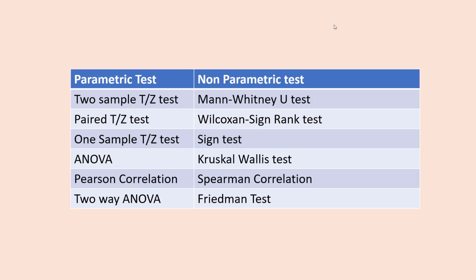The next one is two-way ANOVA, where we compare two or more means by adjusting for one confounding variable. The non-parametric parallel test is the Friedman test. I hope that this knowledge will be important to face the next MCQs.